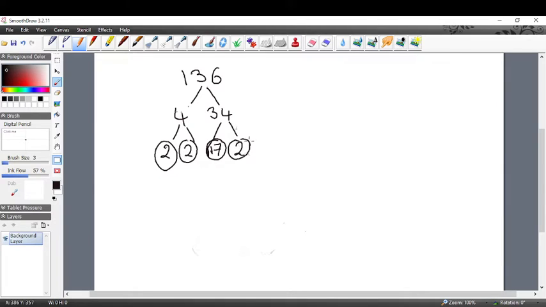After you have circled those numbers, you write out the prime factors like this. You say 136 equals 2 times 2 times 17 times 2. Once you've done that, you can work out the prime factors.